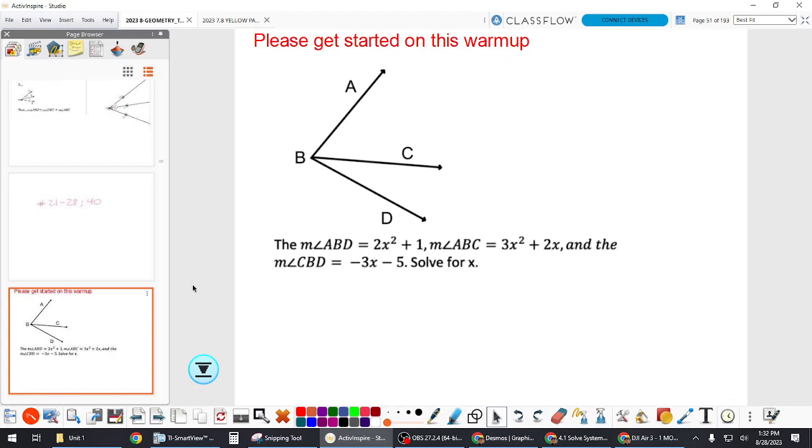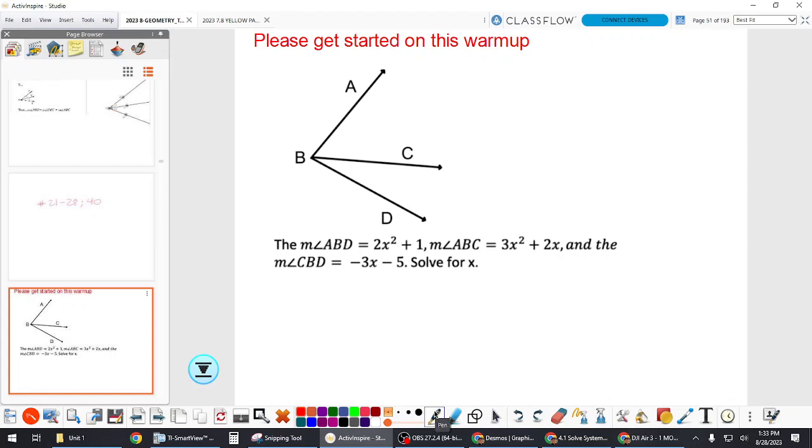But I want you to start thinking about that process that I just said. Go to the geometry relationship first. How does it relate to this? Then set up an equation based on geometry. Then solve with algebra. And maybe we should write that process down.